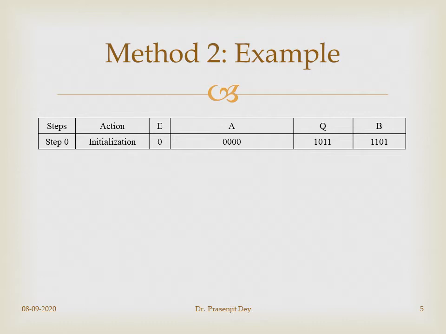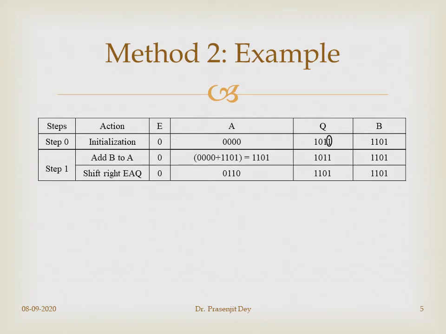Now the last bit of the multiplier Q is 1. So what we will do is add the multiplicand B to the partial product A, and it will give us a result of 1101. After that we will shift the block EAQ 1 position right, which will give us the value 0 1101 1101.